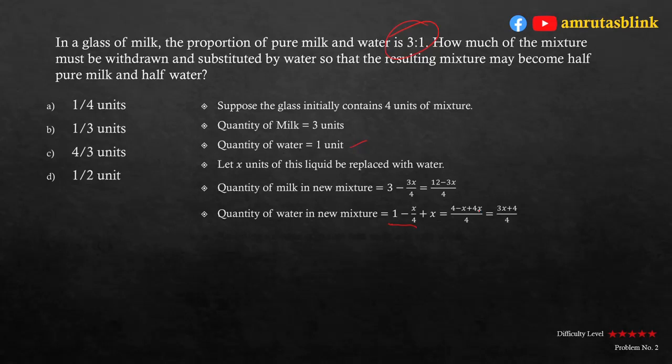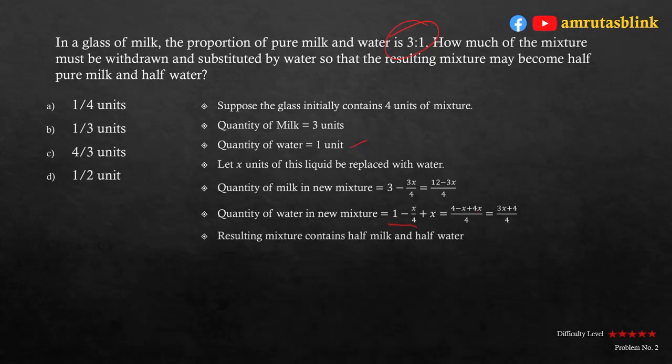But whenever you are withdrawing X units of mixture, this mixture is replaced by X units of water. So the quantity remains the same. Hence the revised quantity of water in that mixture is 1 minus X upon 4 plus X, because X units of water is additionally added. Now if we simplify this, 1 minus X by 4 plus X, the LCM is 4. So 4 minus x plus 4x, minus x plus 4x is 3x, plus 4 as it is, upon 4.